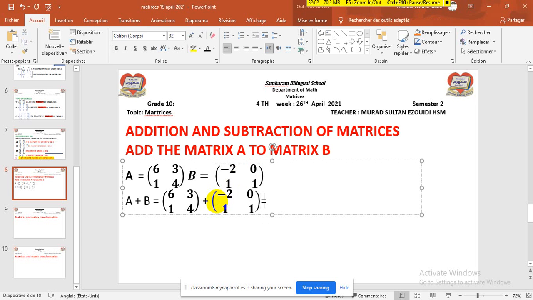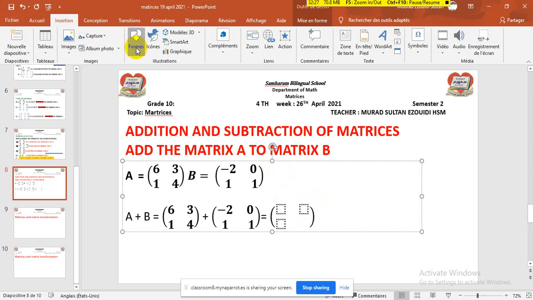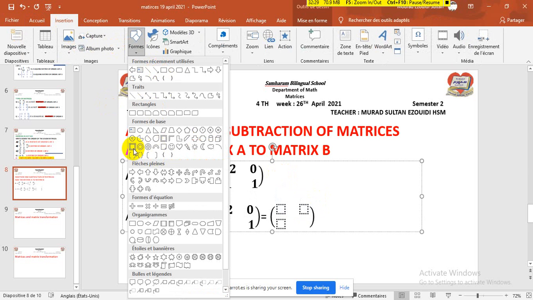So it will be equal to, I will erase this, of course. Then I will erase that. Here it's very easy. Then I will explain this for you. How can you add? Look, my daughters, I'll just make enter. It's very important to know how can you add and subtract matrices.